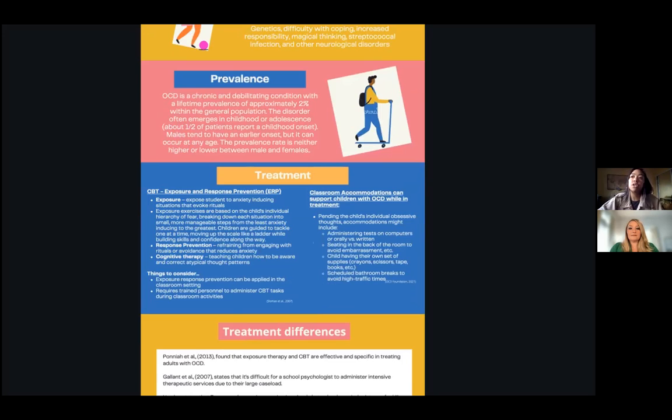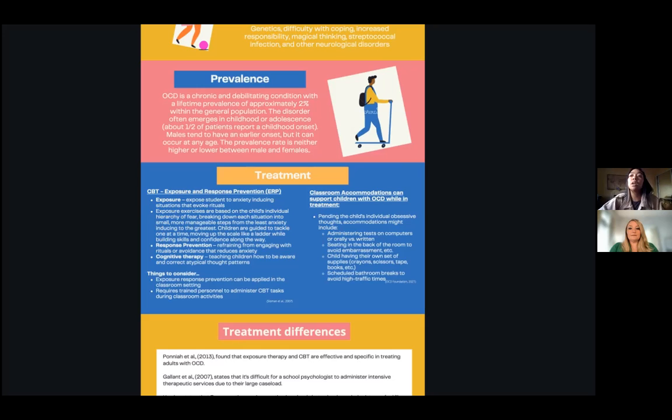CBT exercises for children and adolescents in K through 12 education are appropriate for the classroom but should be administered by trained mental health professionals. Classroom accommodations individualized to the child's needs can also reduce anxiety and support optimal learning for the children and adolescents with OCD.